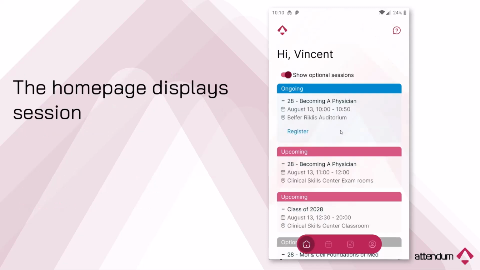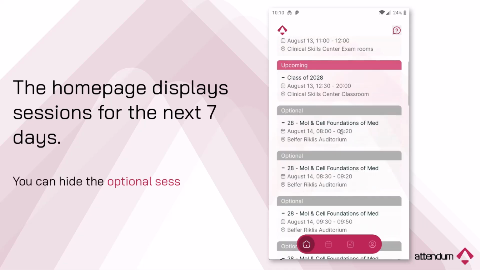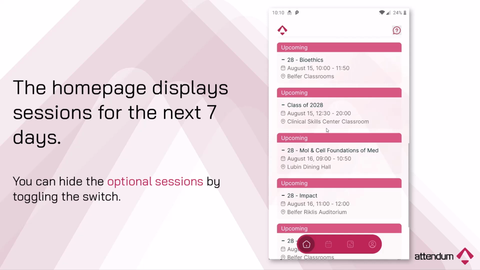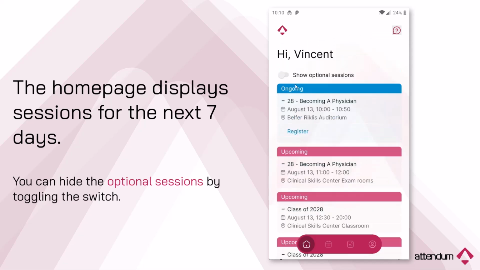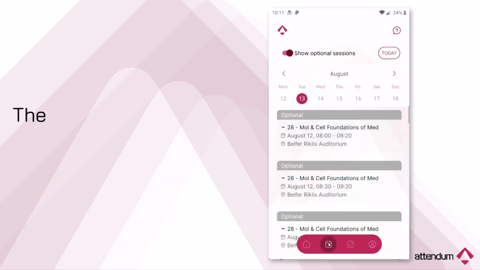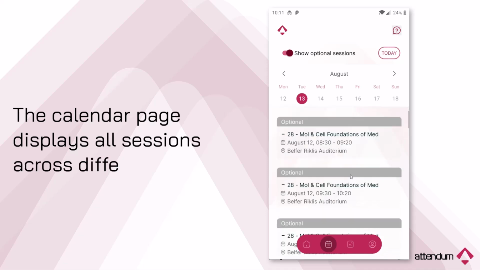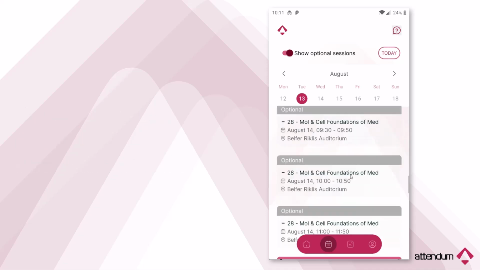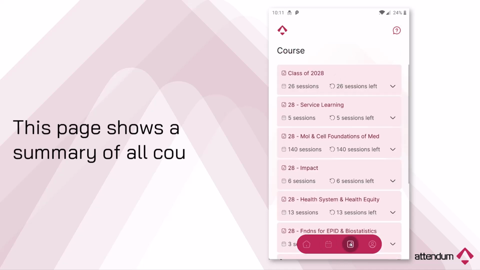The homepage displays sessions for the next 7 days. You can hide the optional sessions by toggling the switch. The calendar page displays all sessions across different weeks. This page shows a summary of all courses.